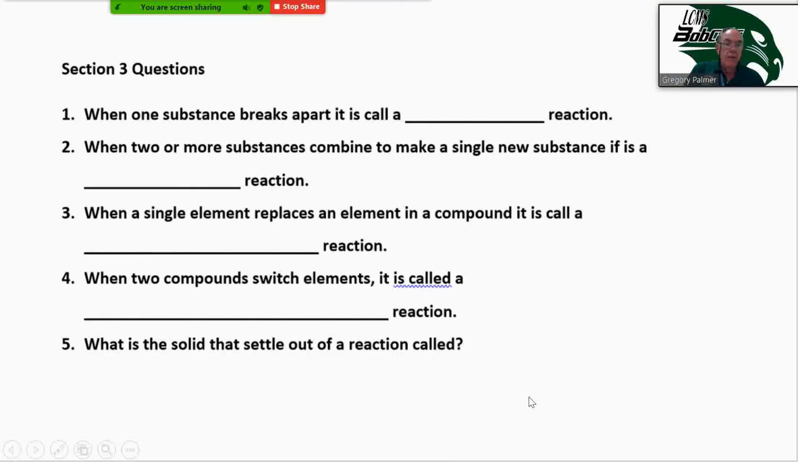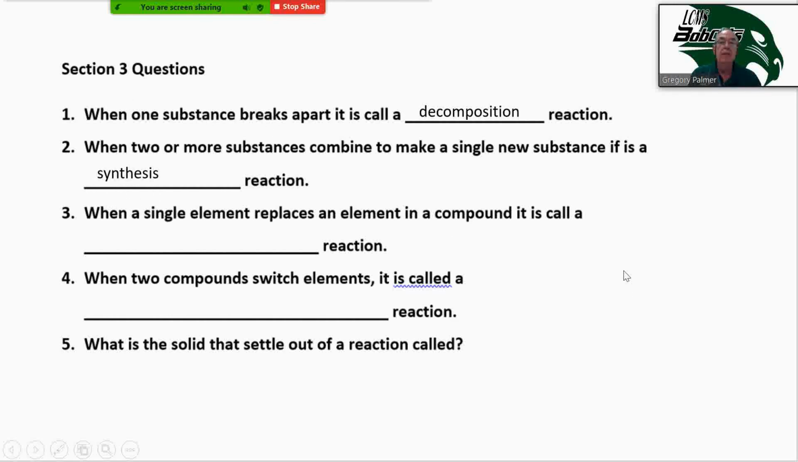Okay, and then I'd like you to take a look at these questions on your own, and then pause the video and come back and we'll go over these answers. When one substance breaks apart, it's called a decomposition reaction. The key word here is it's broken apart.